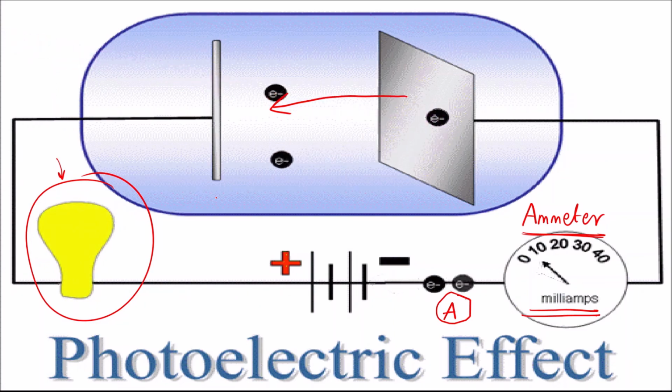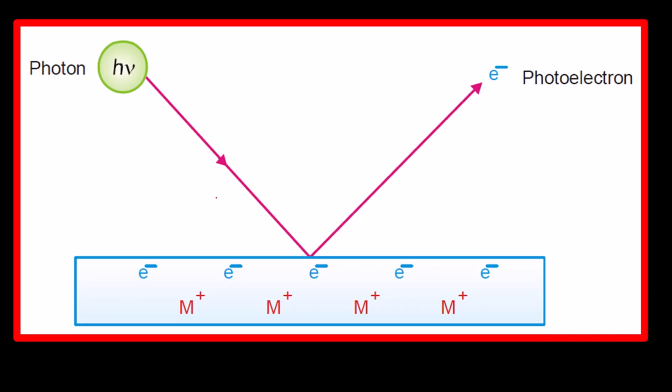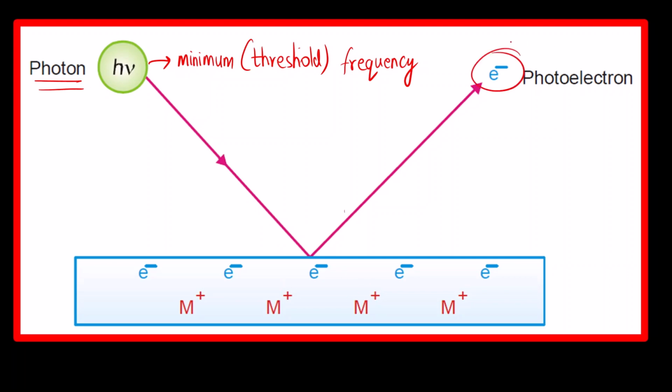Now the question is, at any frequency of light will the electrons be ejected? The answer is no. There is a minimum frequency, or we can call it the threshold frequency. There is a certain minimum or threshold frequency. Only at this frequency, when you incident light, or when you incident photons on the metal surface, will the electrons be ejected.